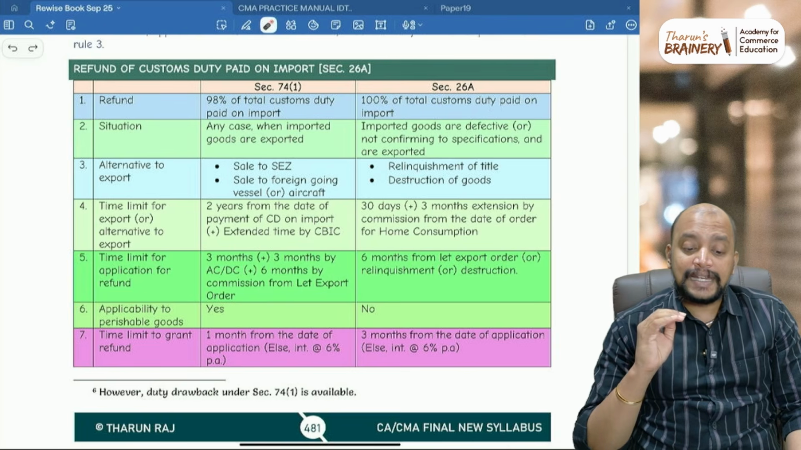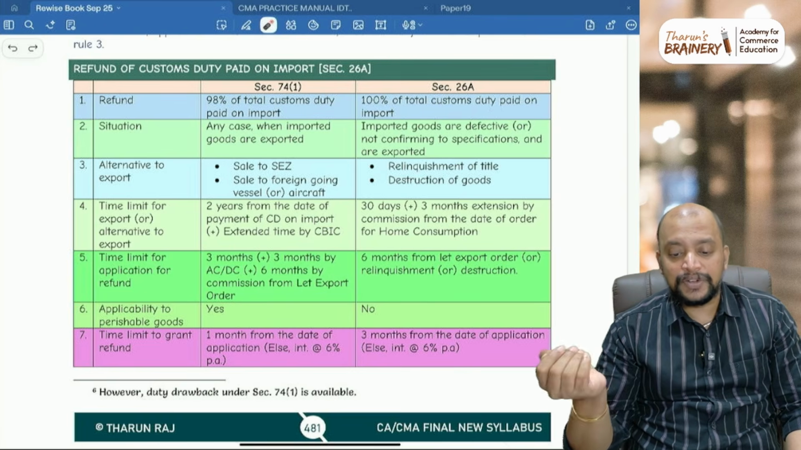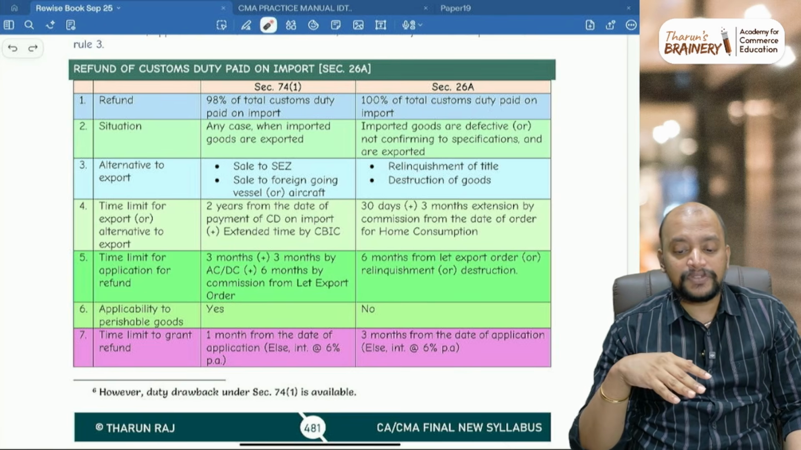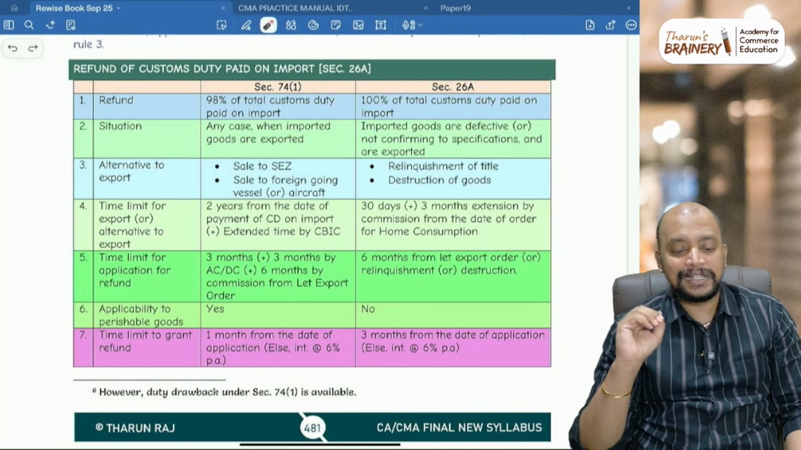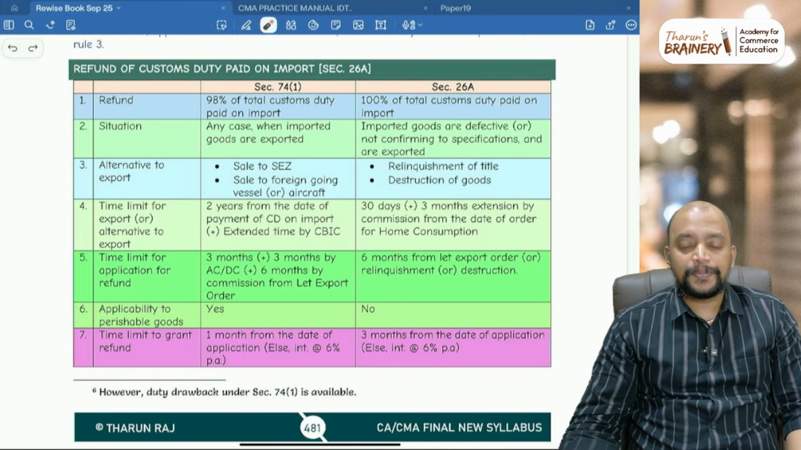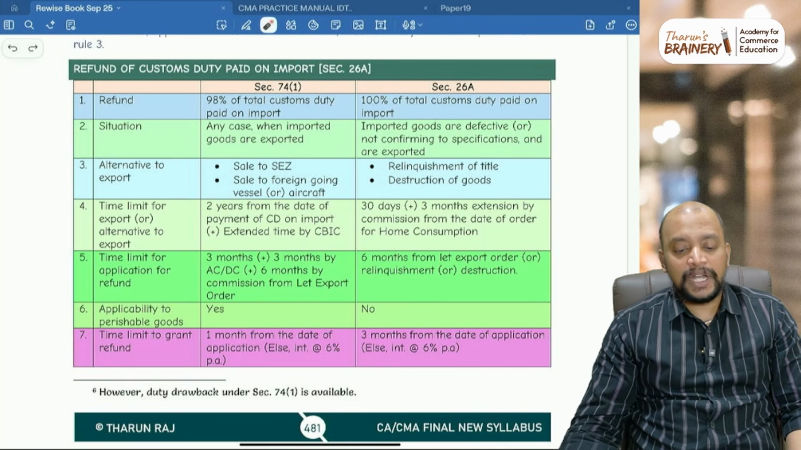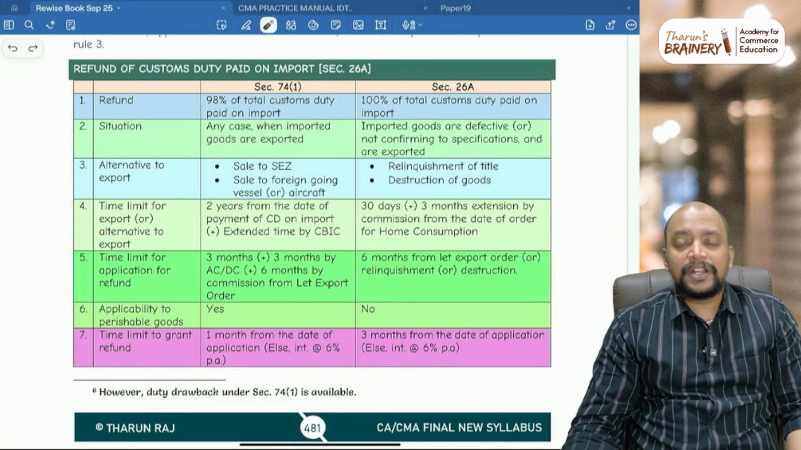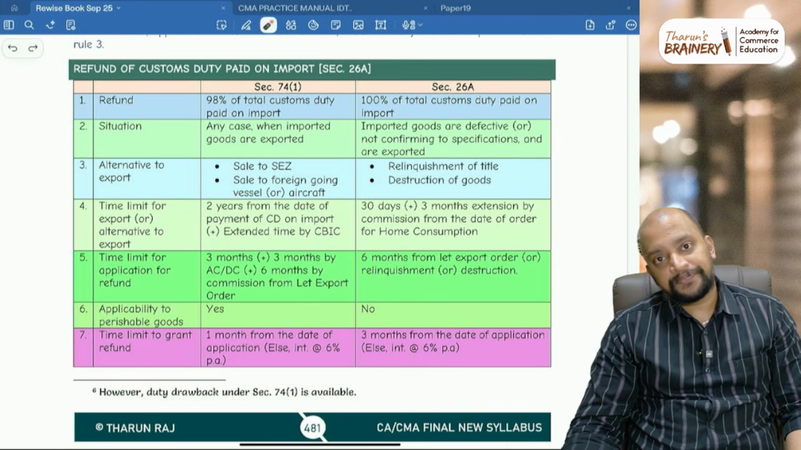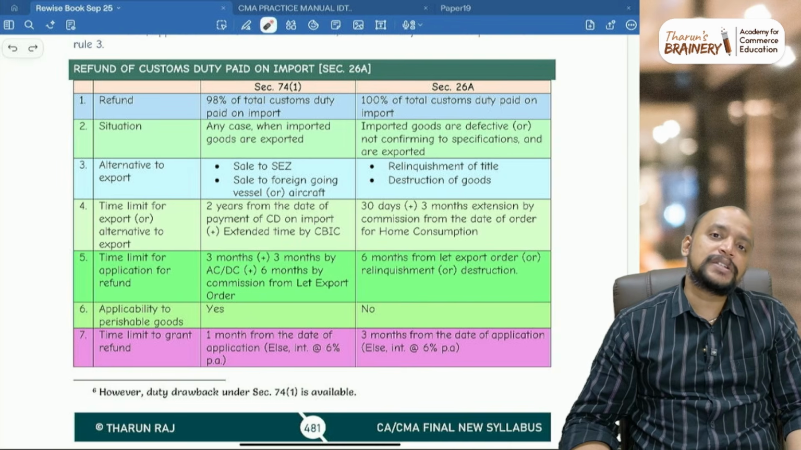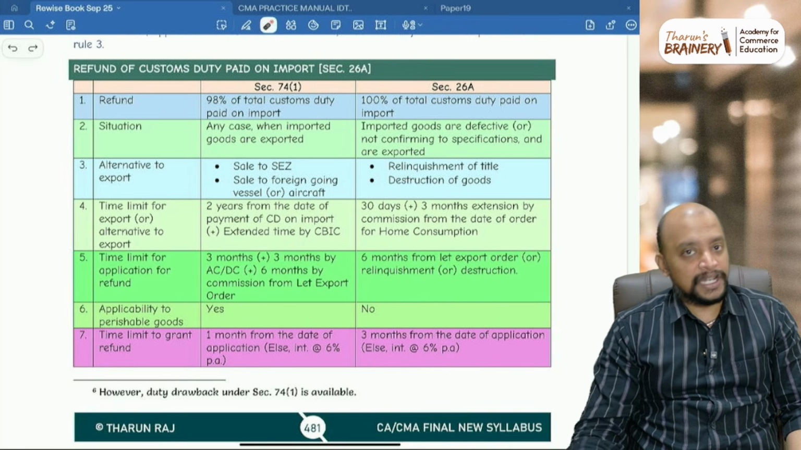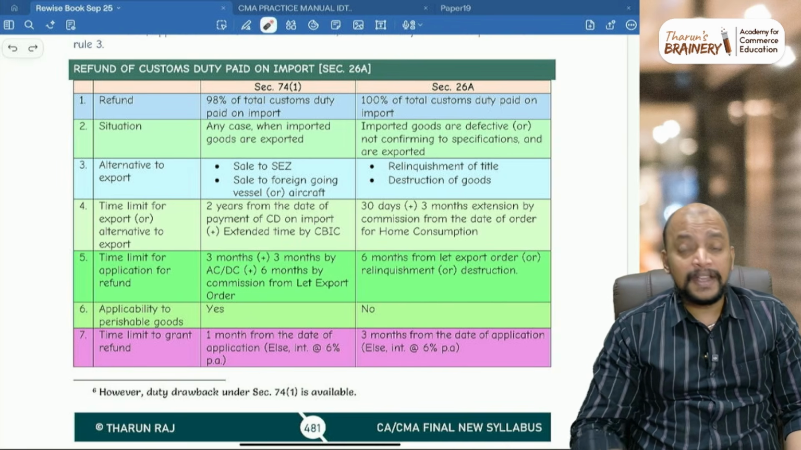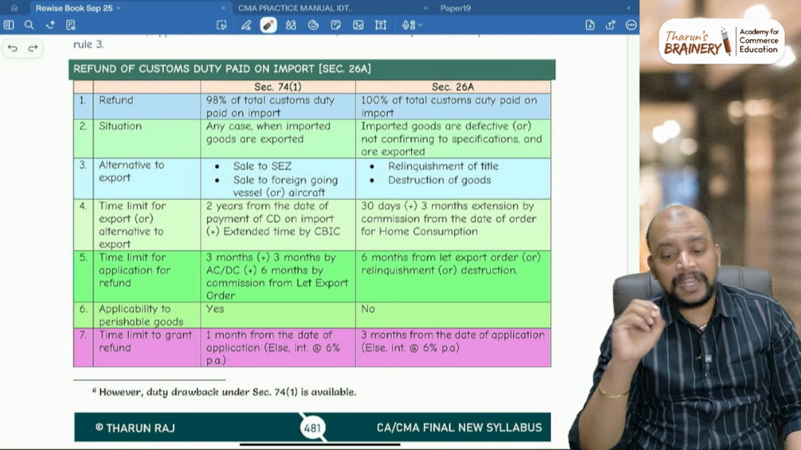Got it? 74, 98% of customs duty paid. Here 26A, 100% of total customs duty paid on import you will get as refund. Situation: 74 subsection 1, any case when the imported goods are exported. You are importing some goods and you are exporting it. That's it. 74.1. But 26A is not that.